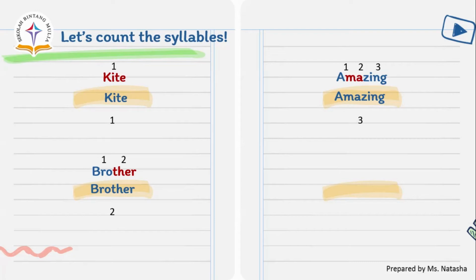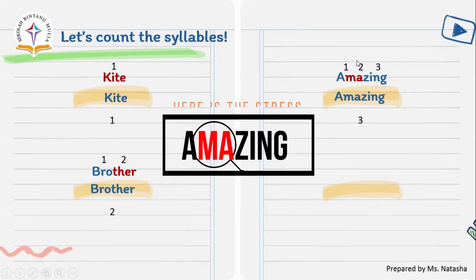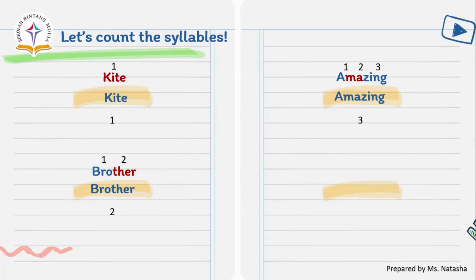Is it amazing, amazing, or amazing? You're right. The stress is on the second syllable here, the one that I colored red. So you say it amazing. There are three syllables and the stress is on the second syllable. Way to go!